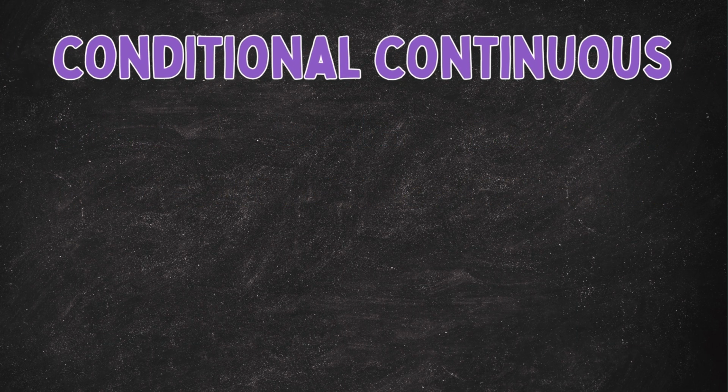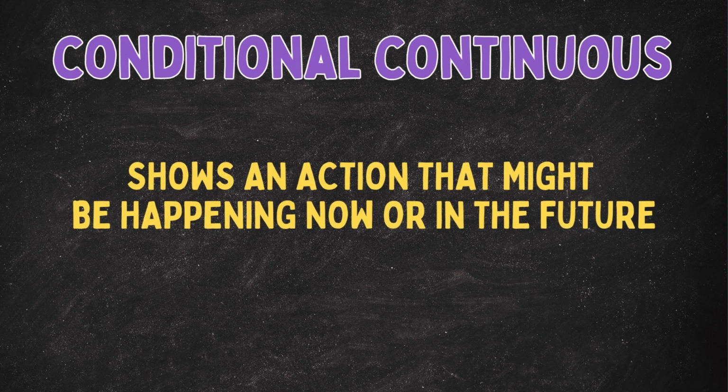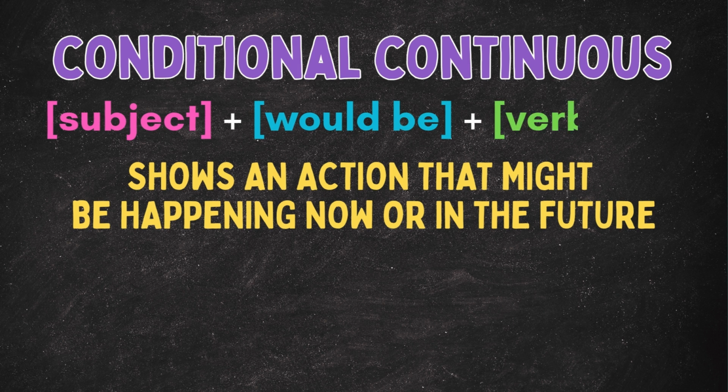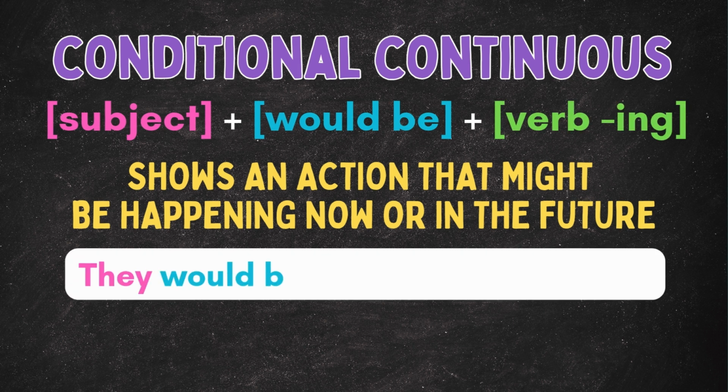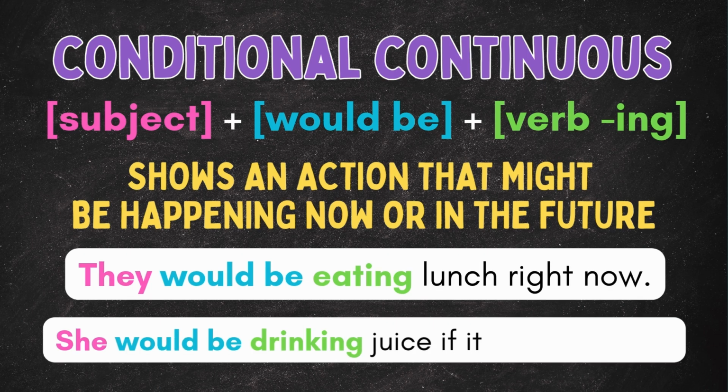Conditional continuous. The conditional continuous is used to show an action that might be happening now or in the future. The sentence structure consists of subject plus would be plus verb with ing. For example, they would be eating lunch right now. She would be drinking juice if it was available.